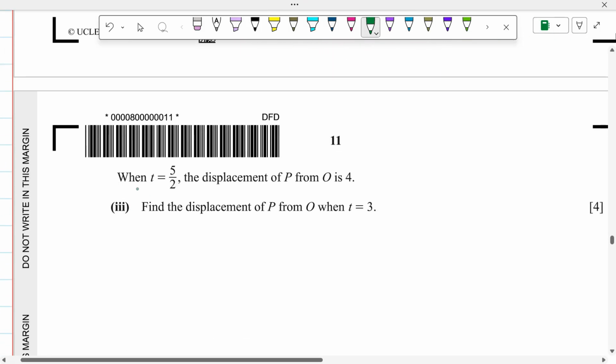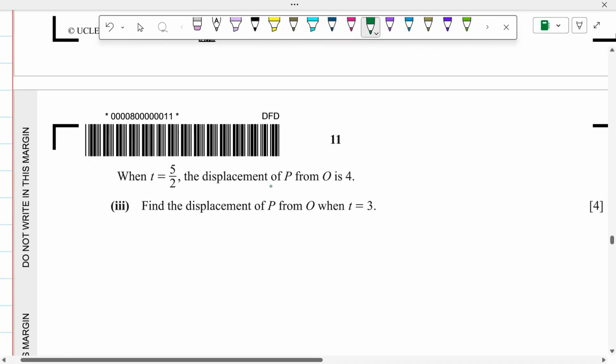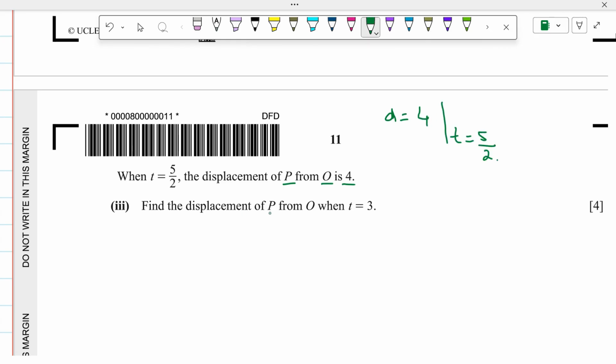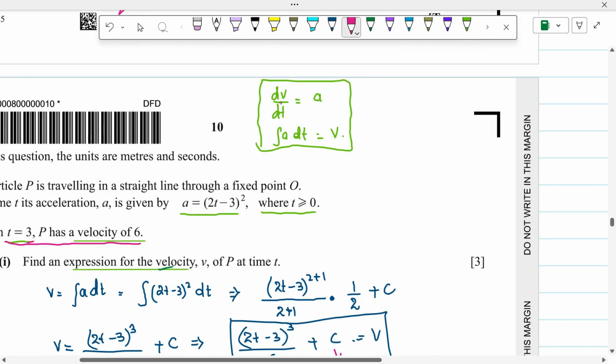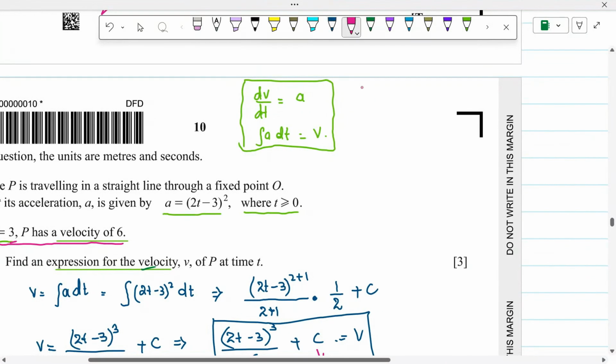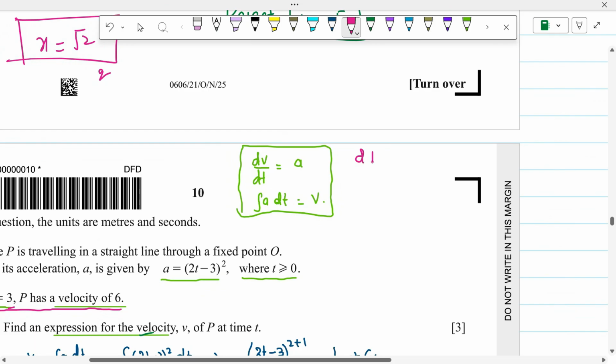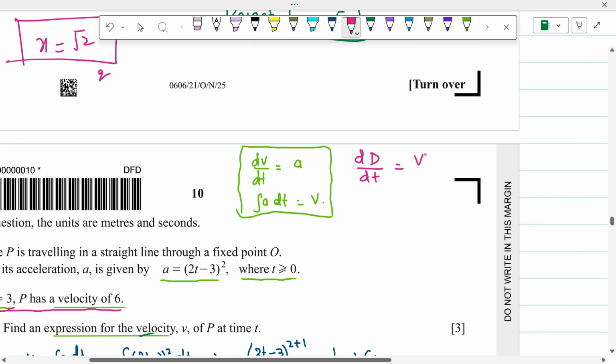Now, third part. When t = 5/2, the displacement of the particle P from O is 4. Okay, we have the displacement equal to 4 when t = 5/2. Find the displacement of particle P from O when t = 3. So we need to find the displacement when t = 3. I just told you that the derivative of the velocity is equal to acceleration and integration of acceleration is equal to velocity. Similarly, you should know this concept also, that the derivative of displacement with respect to time is equal to velocity and integration of velocity with respect to time is equal to displacement.